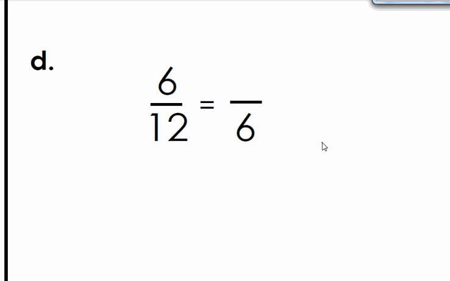All right, I have 6 twelfths. 6 twelfths is going to equal how many sixths? Well, let's look at 6 twelfths. Oh, I know that 6 is half of 12, right? So I want to know what is half of 6? 3. So 3/6 is equal to 6 twelfths, which is equal also to what?